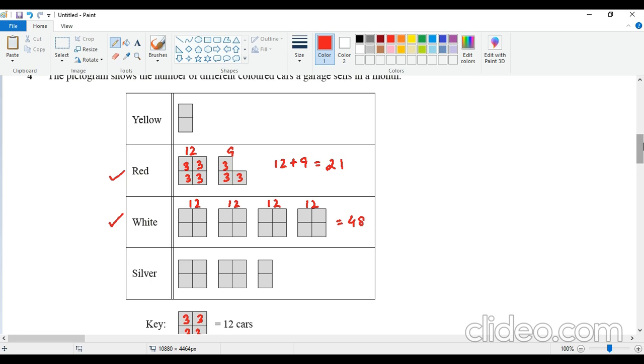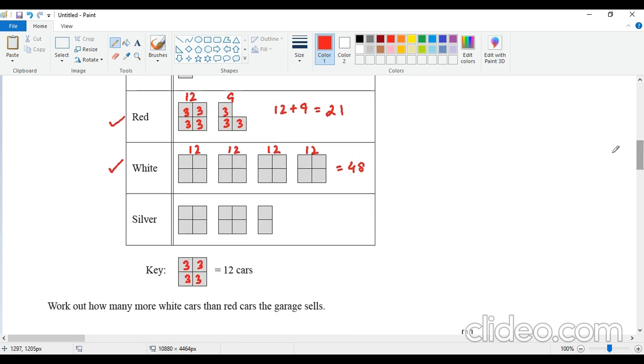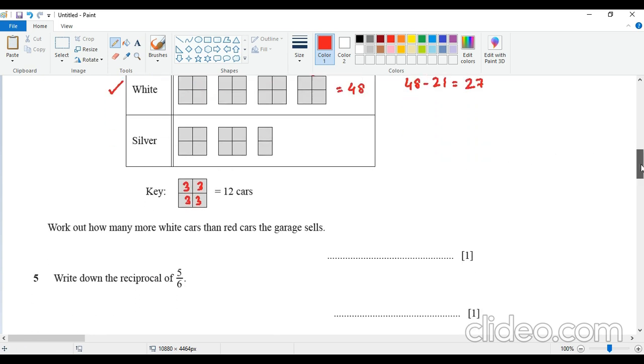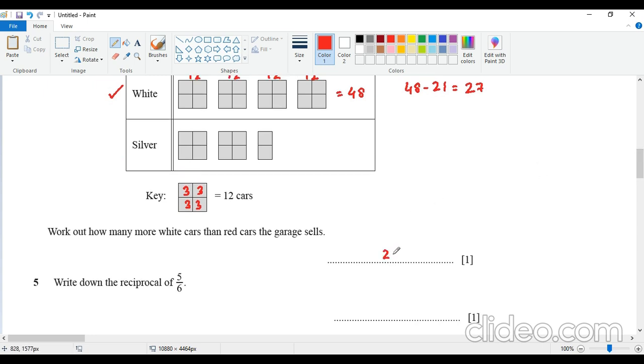Now the question is asking you to find out how many more white cars than red cars in the garage sale. That means 48 subtracted 21 gives you 27 is your right answer. So once you write 27 over here, you are going to get correct answer.